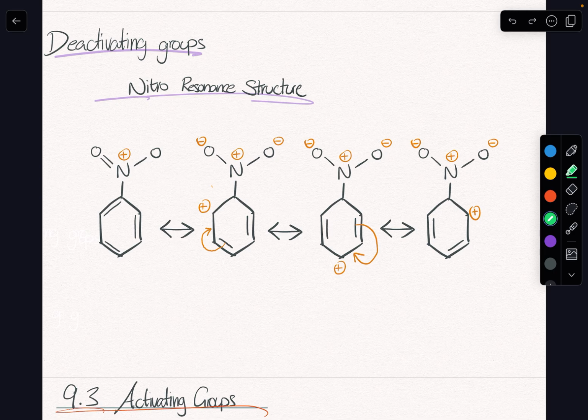So the position number 3 is the least electron deficient. If it's positive, it's electron deficient. If it's not positive, it is not electron deficient. The electrons are withdrawn from the ortho and para positions. Nitro groups are very deactivating and very meta-directing. That's the short explanation I need for this bit here, as well as your nitro resonance structure.